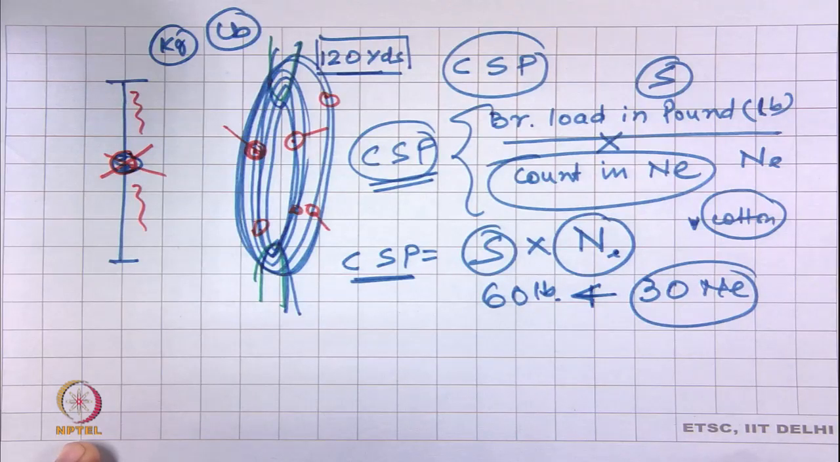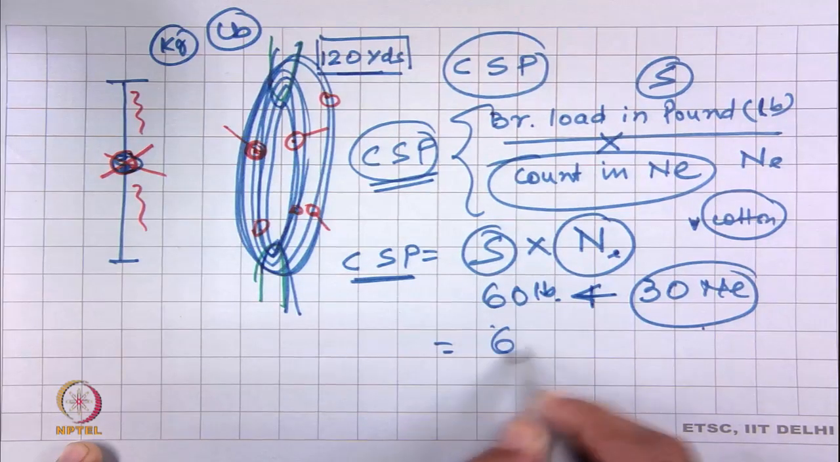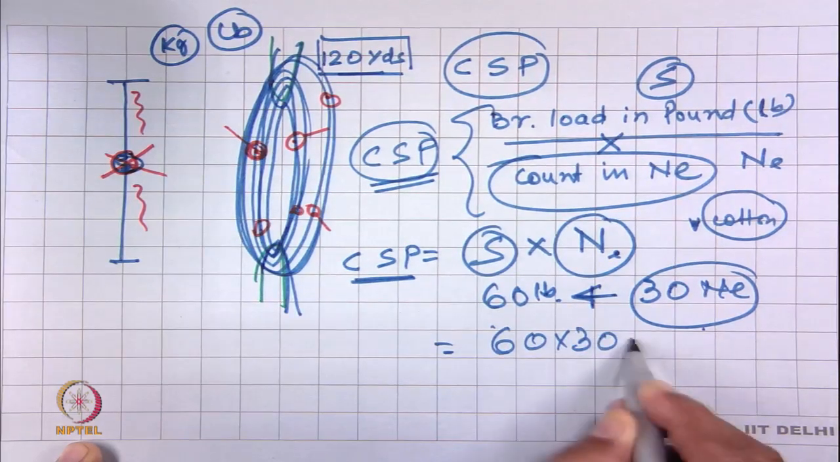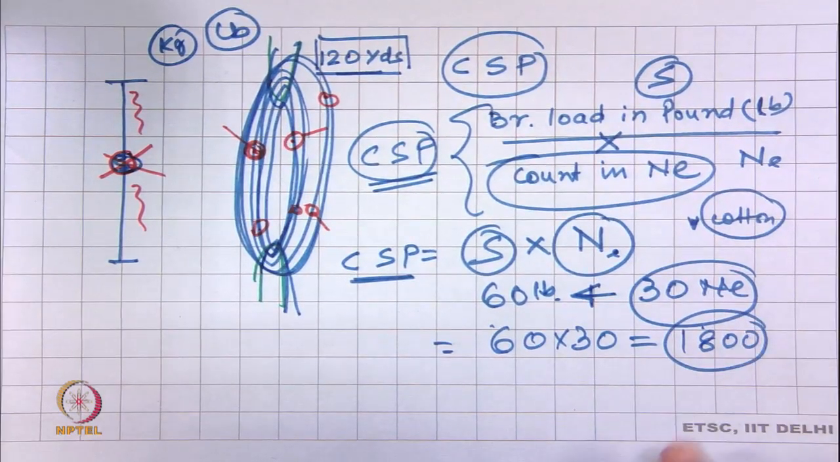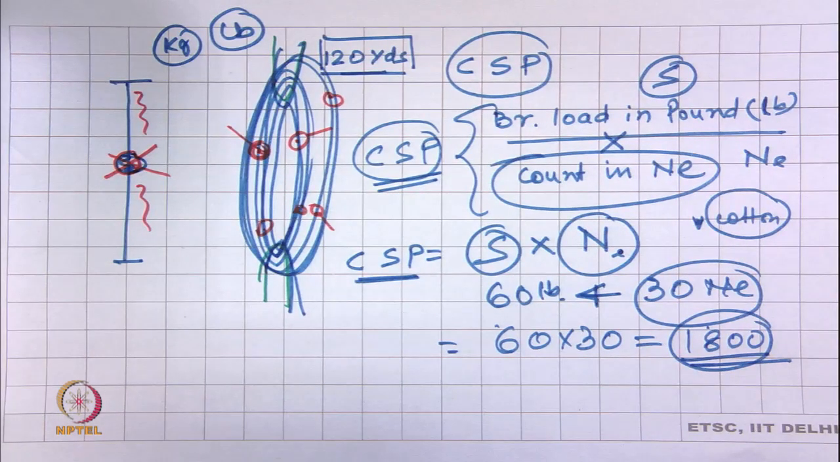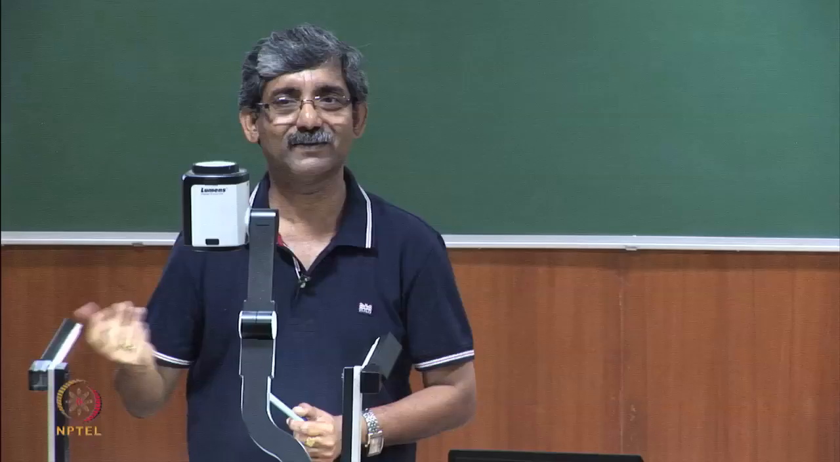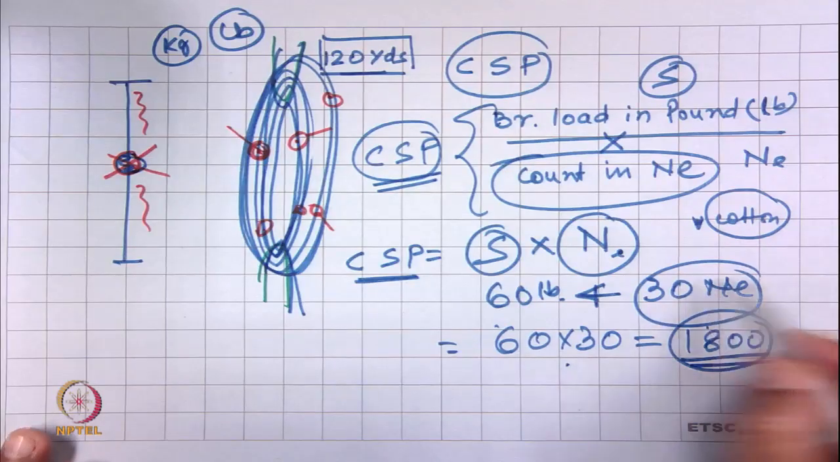So, what will be the value of CSP? 60 into 30, 1800. Typically CSP does not have any unit, we do not use any unit. It is count strength product, and it is known that it is pound and Ne. Now, what does this 1800 value indicate? Why is it a product for yarn?